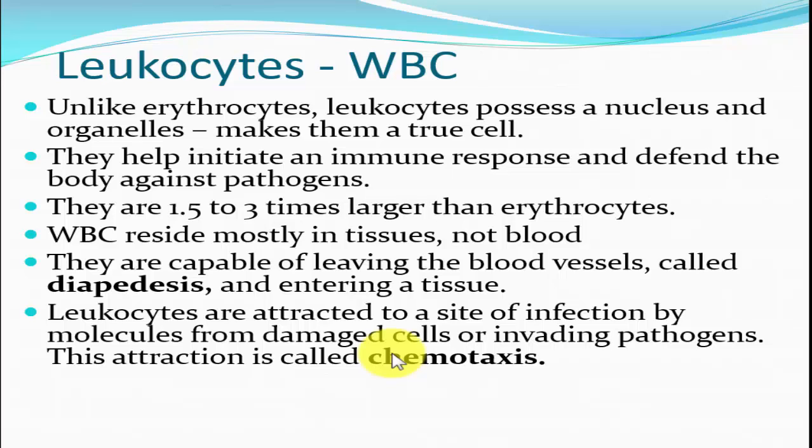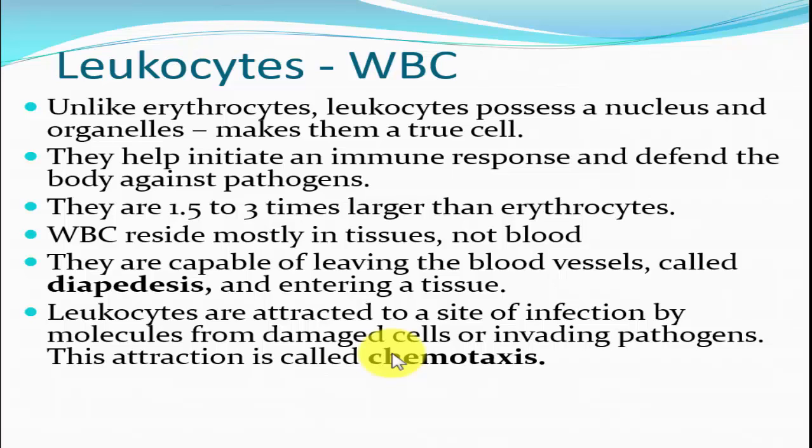They are 1.5 to 3 times larger than erythrocytes. Remember, we talked about there's a lot of erythrocytes in the blood, yet they're kind of small. These are a lot larger. White blood cells reside mostly in tissues and not actually in the blood. They are capable of leaving blood vessels, called diapedesis, and entering a tissue. So that's a good term to know, diapedesis. So they're basically able to exit that blood vessel and then enter the tissue, and they will hang out there.